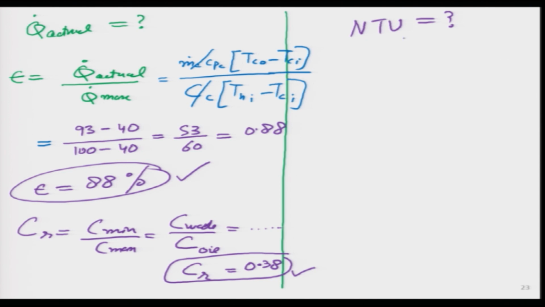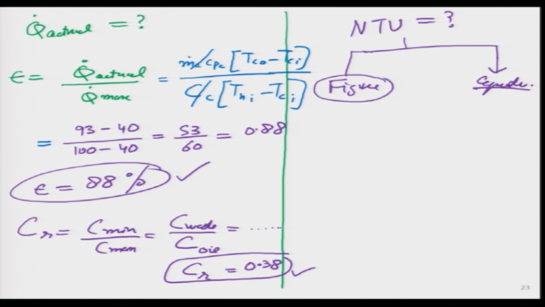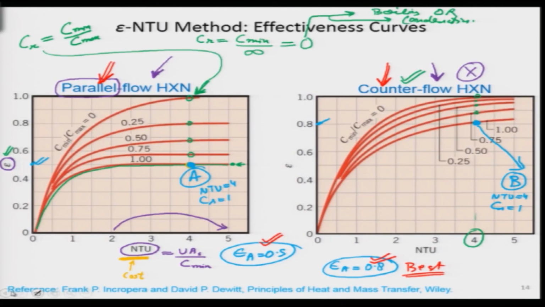There are two ways. One is I can look at the figure, the other one is I can solve the equation. Only one remit is remaining, so I want to do it fast. I will look at the figure. Let us go back quickly, and remember which type of heat exchanger are we right now? We are counter flow, and from memory I am writing epsilon was 88% and C_R was 0.38.